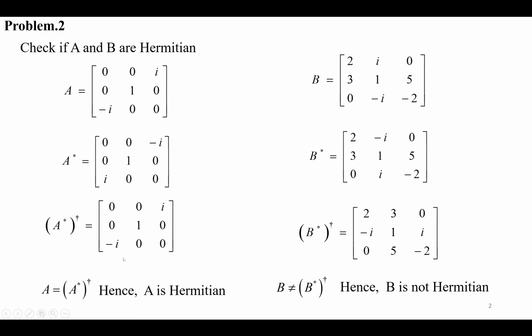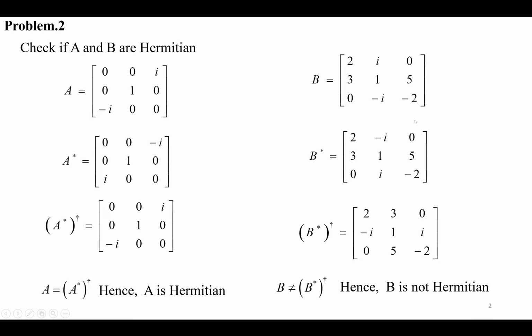So you just look at the first matrix and the last matrix. We have three matrices here. You just compare the matrix A and A star dagger. Both are equal. So we can say that A is a Hermitian matrix. Now we'll go for B. B matrix is given row-wise as 2, i, 0, 3, 1, 5, 0, minus i, minus 2.